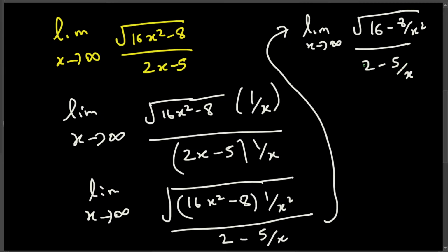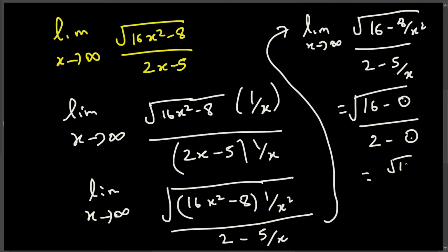Now we can go ahead and substitute our x value, that's infinity. If we do that, this is going to be 16 minus 0, because here we have 8 divided by x squared. So x squared is basically infinity squared. Infinity is a very large number, and if you divide 8 by a very large number, that's going to be 0. So this is 0 right here. And then 2 minus 5 over x, again 5 divided by a very large number, that's also 0. So we are getting 0 here as well. So this is going to be square root of 16 divided by 2, and square root of 16 is 4. 4 divided by 2, that's equal to 2.